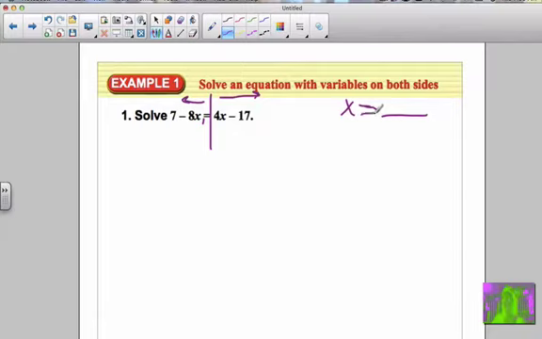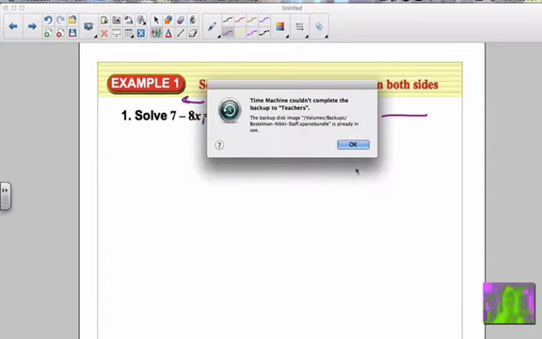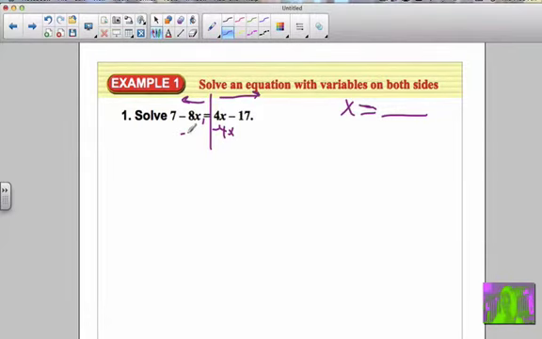However, I like to see an answer say x equals something. So getting it on the left side makes the most sense to me. All right, so for this problem, we are going to subtract 4x from both sides, because on the right side it is a positive 4x, so to get it to the left side you have to subtract 4x. So I am left with 7 minus 12x equals negative 17.